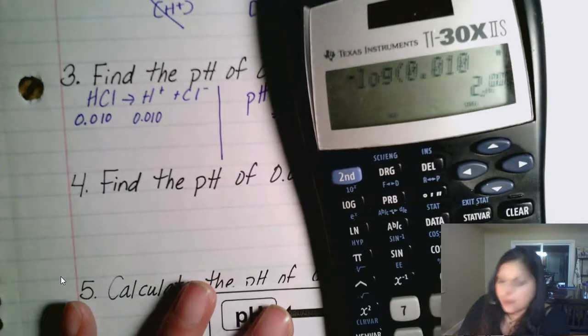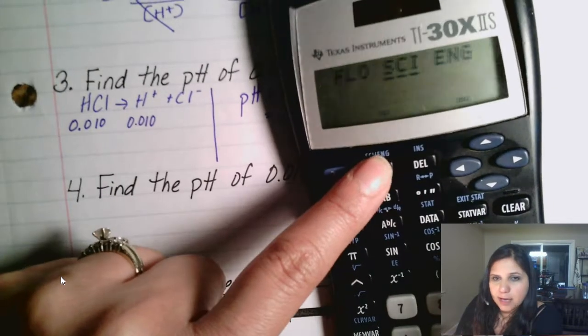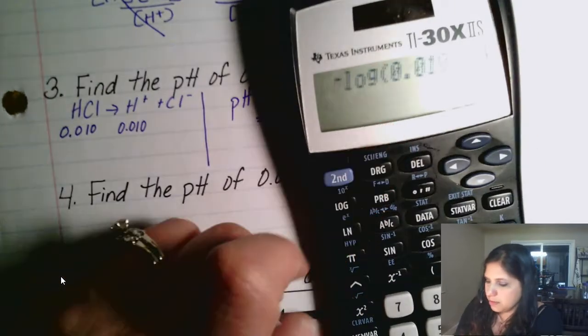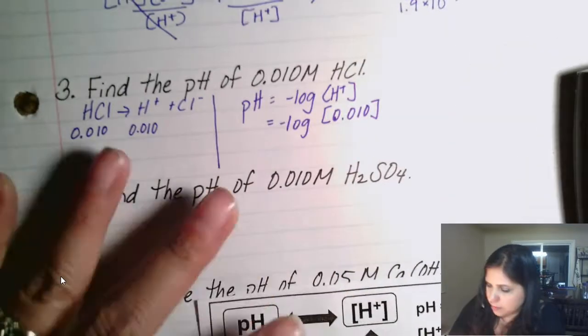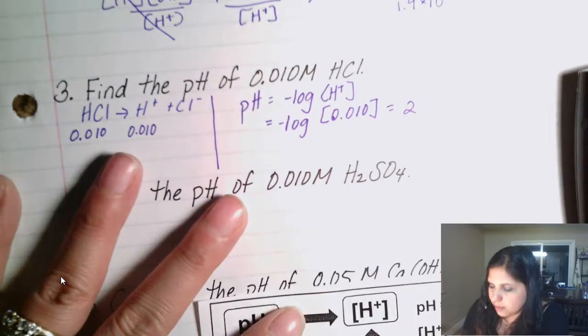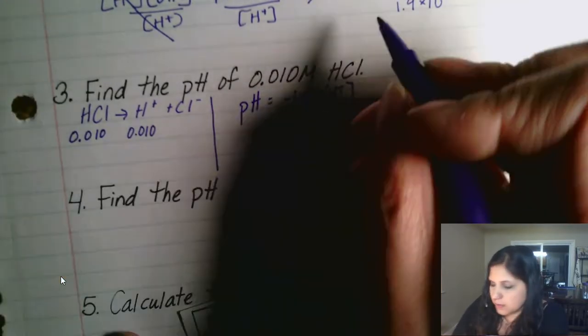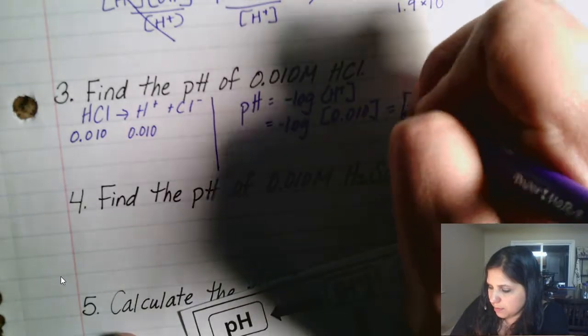Let me show you how to dig that up. So you go second, psi. Instead of psi, you make it into flow. Hit enter. So that's just 2. So that equals 2. Do I want to leave it as 2? I don't know, how many sig figs does that have? That has 2 sig figs, so that's going to be 2.0.